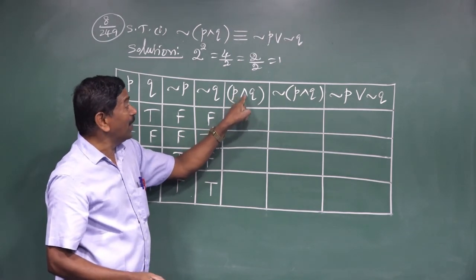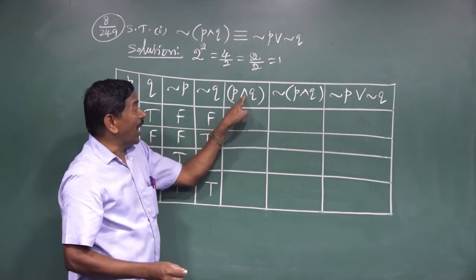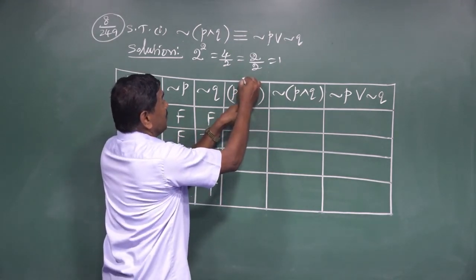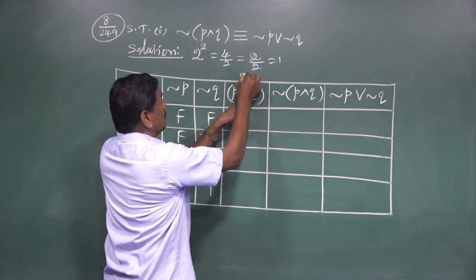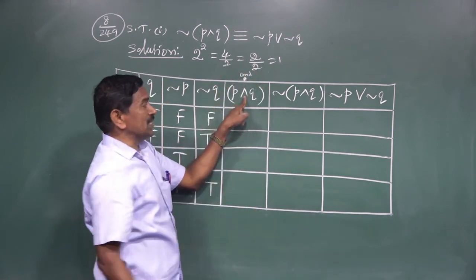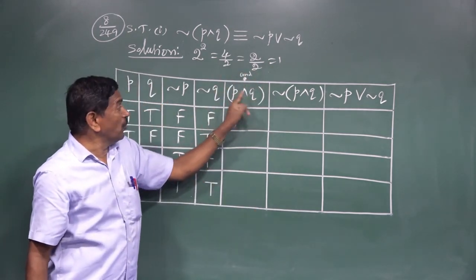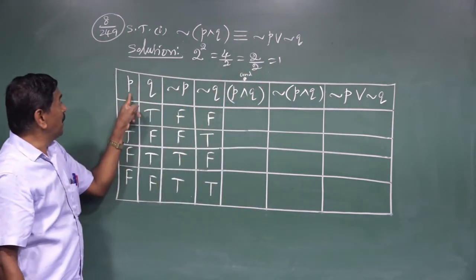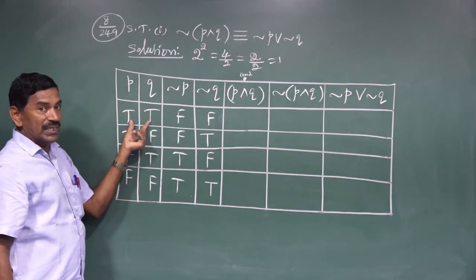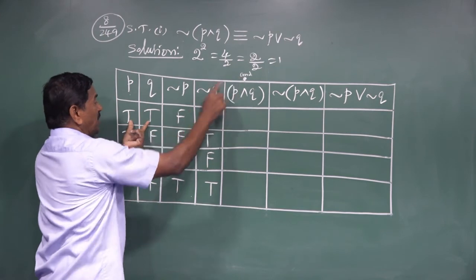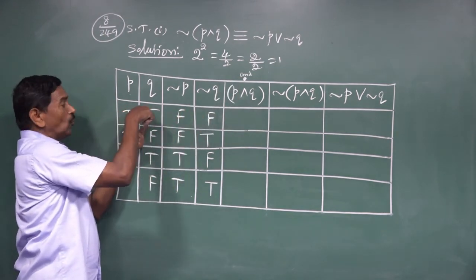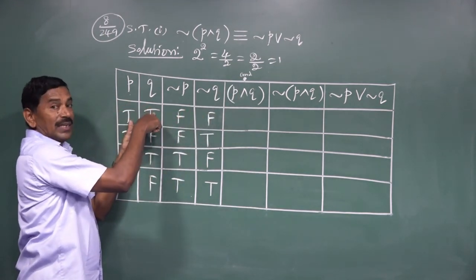Here, P and Q. Here, and means multiplication. Listen carefully, and means multiplication. So this symbol is and. P and Q, that is PQ. Come downwards. Cap denotes and. And means multiplication. True means 1, true means 1. 1 into 1 is 1.